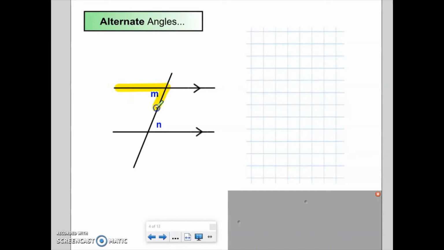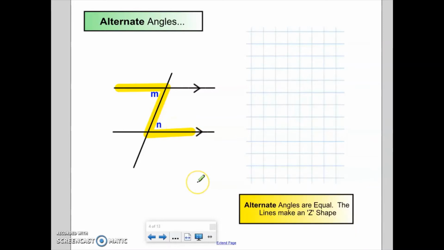If I draw in some highlighted lines this time, you can see I've created a Z. So the angle within the Z here and enclosed by the Z here, they have to be equal. So alternate angles are equal and the lines create a Z shape. Again, the Z could be backwards and could look a little bit disjointed, but as long as there is a resemblance of a Z, alternate angles could be present.